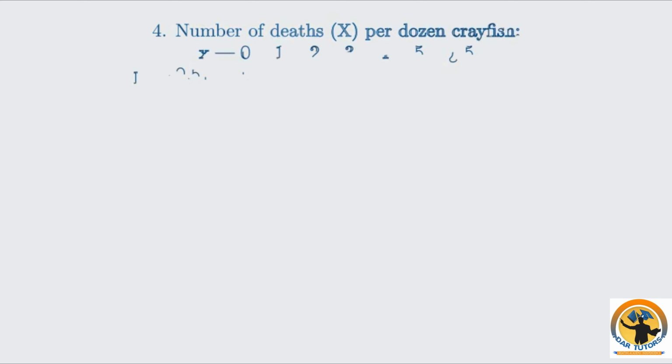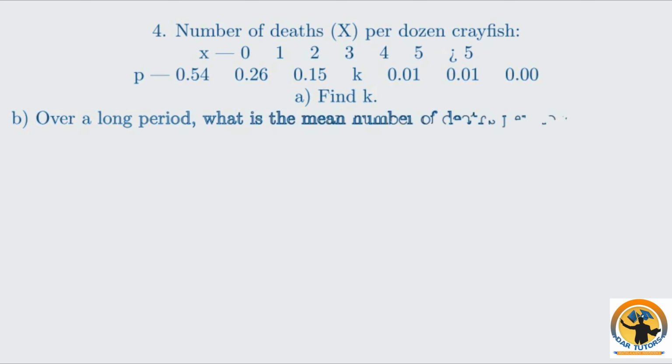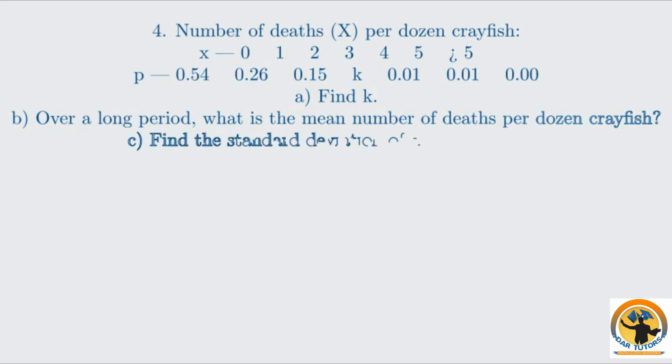Question 4 presents a scenario about crayfish exports. Let X be the number of deaths per dozen crayfish. You're given a partial probability distribution with an unknown value k. You need to find k, the mean number of deaths, and the standard deviation of the distribution. Notice that the last outcome is greater than 5, with a probability of 0, which is useful to know.